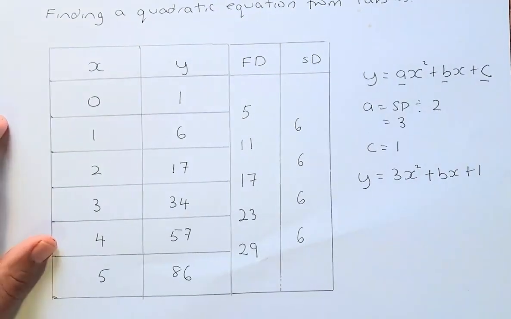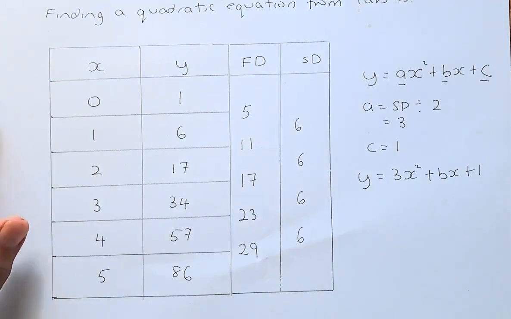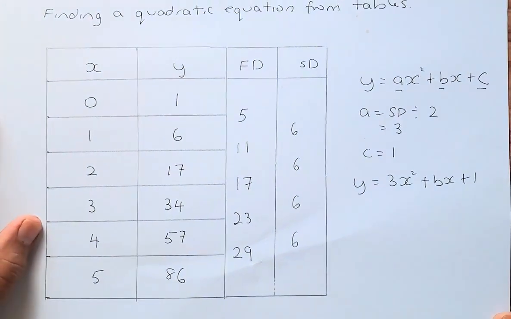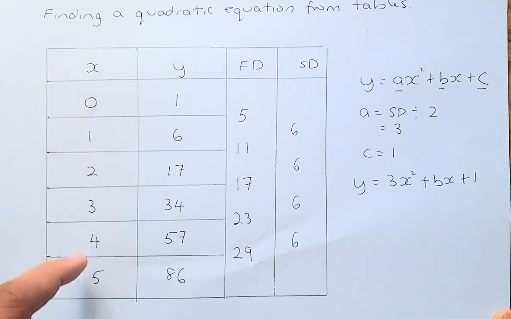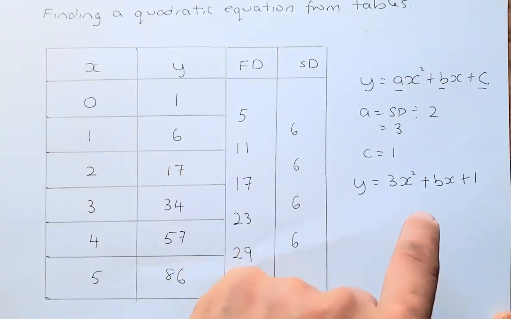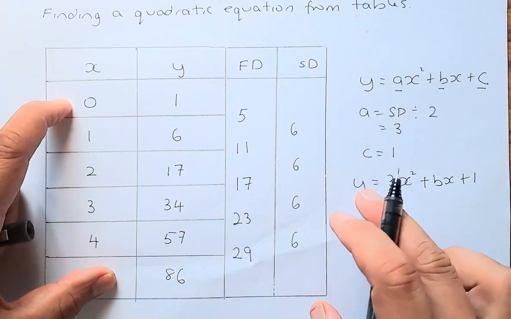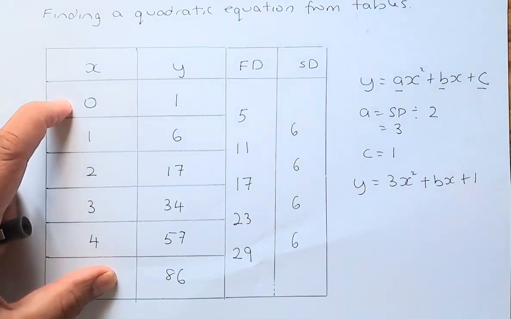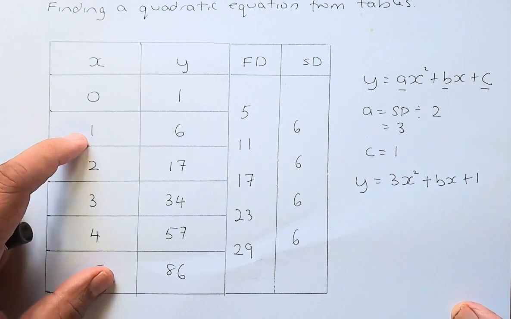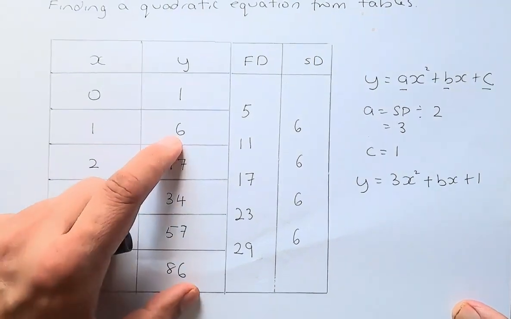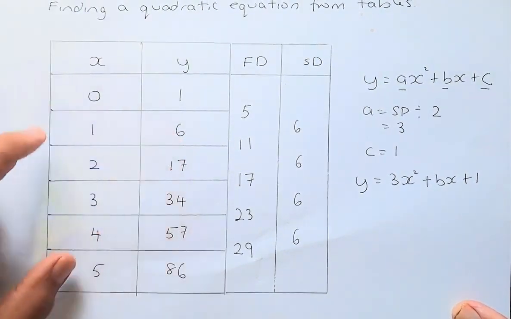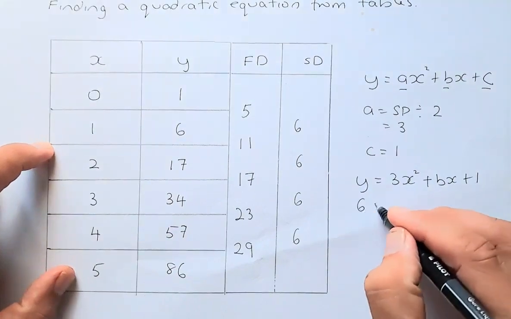Now comes the interesting part, finding b. To find b, you have to use a bit of algebra. You need to choose an x and substitute the y into that equation. We can't use 0, because then 1 equals 1 and there's no point. So we shall use the next easy example: x is 1, y equals 6.